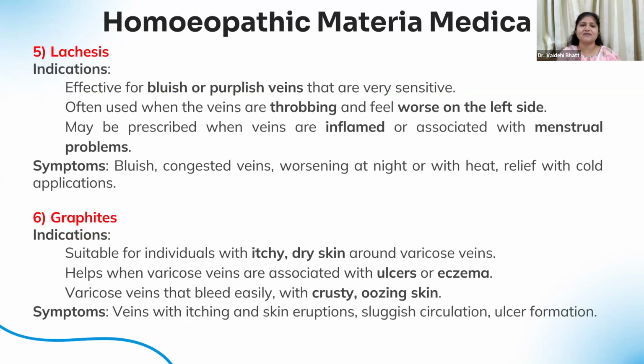Then lachesis, giving a bluish purplish look with sensitivity to touch and throbbing pain which is aggravated on the left side, and having inflammatory changes. It is always associated with menstrual problems, and it is commonly found during climacteric. And next is graphites.